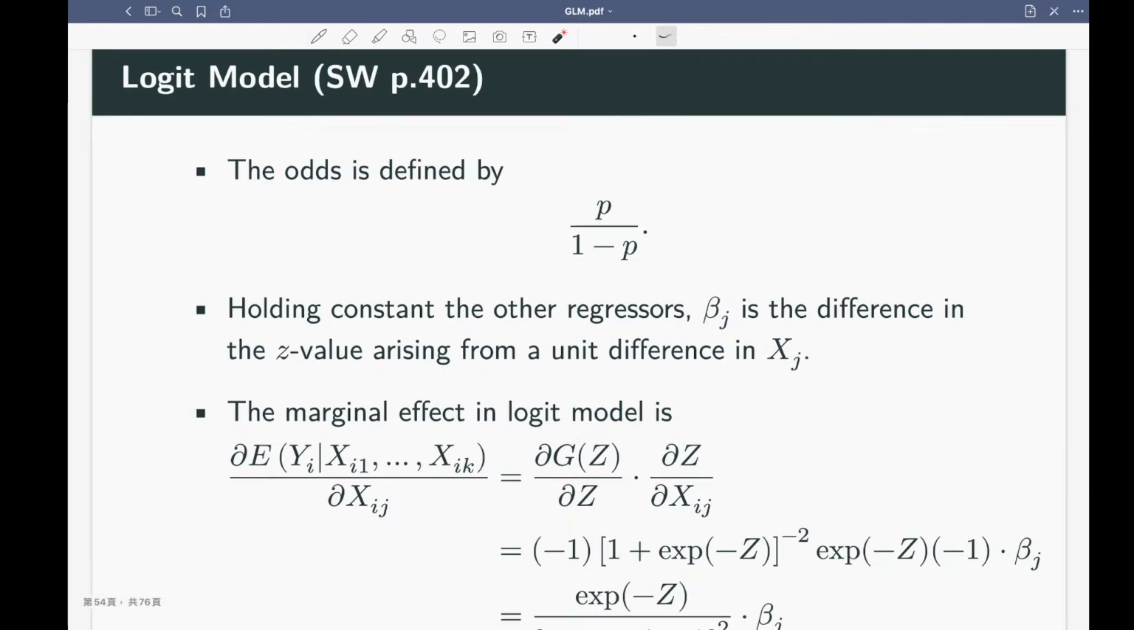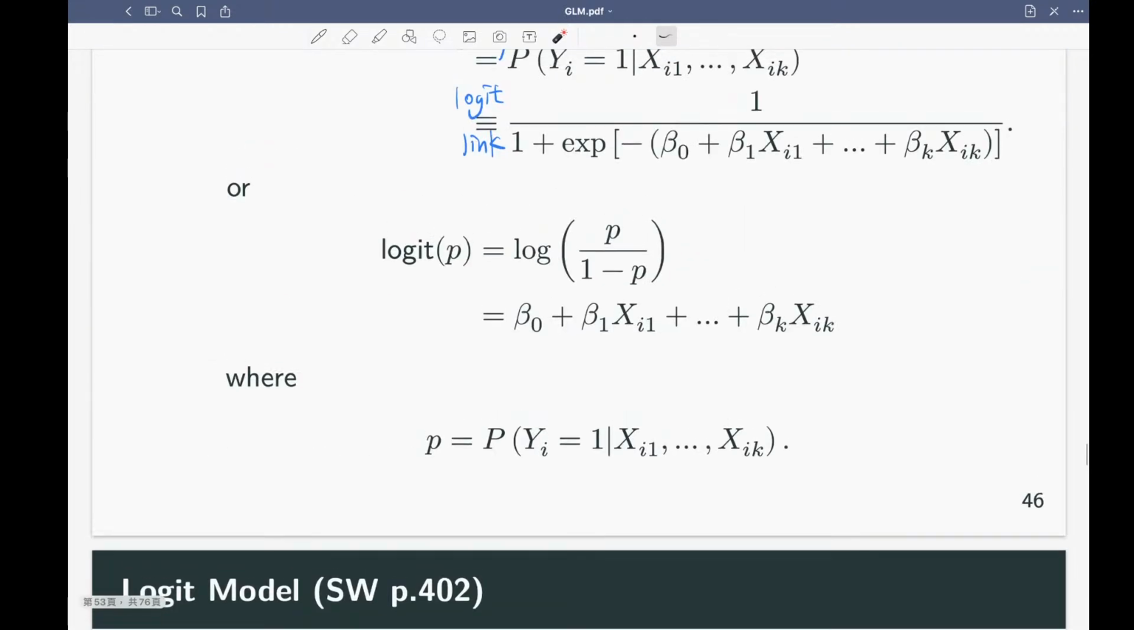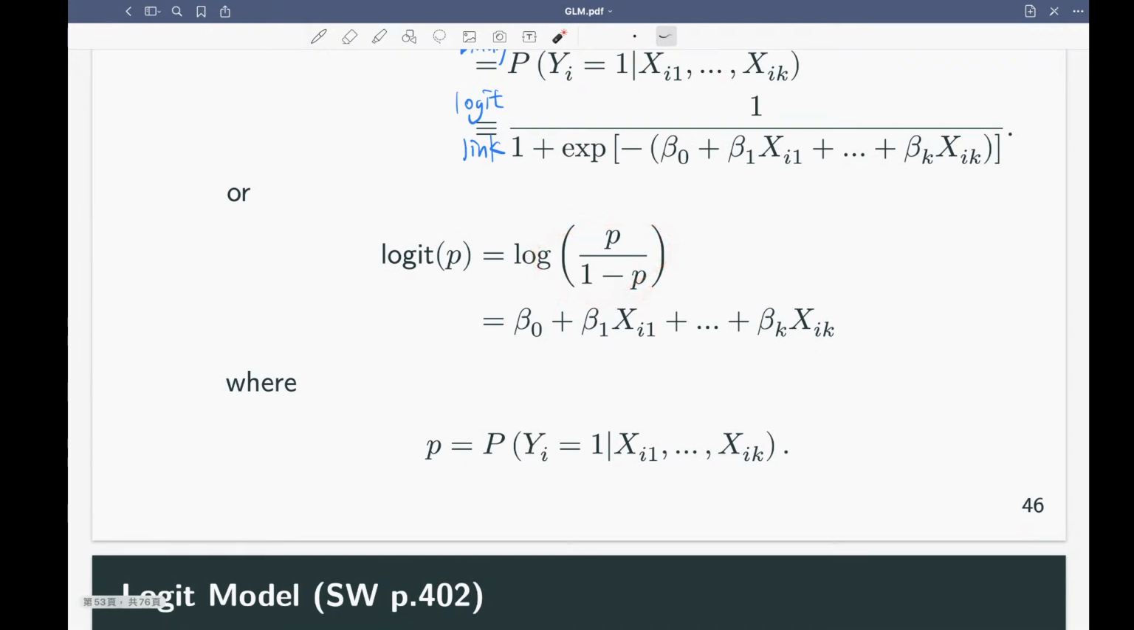And here, in the Logit model, we define this term as the odds. Log odds is equal to x beta, this term is equal to Xi beta. So here you can very clearly see the systematic component and the link function.